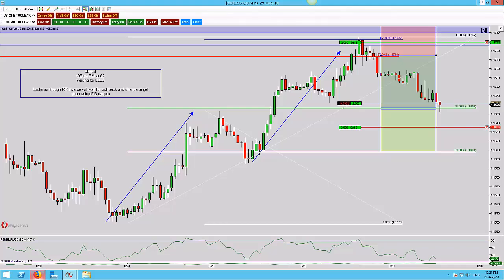This is the euro dollar on the 60-minute time frame. This is a trade I've just got in live, and as usual I want to talk you through what the trade was and why I've got involved and where entry, stops and targets are going to be.